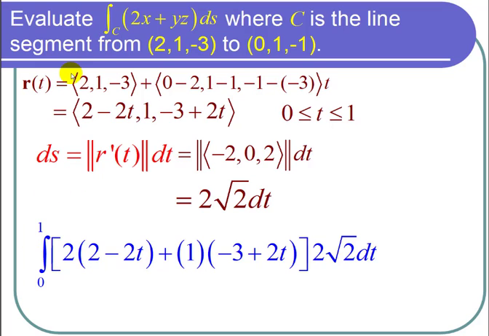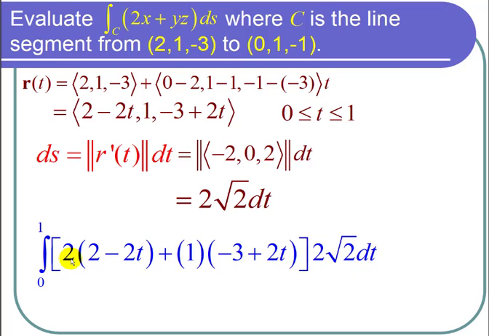So now we can put all of this together and write down what our line integral is. We get the integral, t goes from 0 to 1, so the integral goes from 0 to 1, of 2x. x was 2 minus 2t, so we have 2 times (2 minus 2t), plus y. y was 1, so I put a 1, times z. z is -3 plus 2t, so there's my (-3 plus 2t), times ds, and ds was 2 root 2 dt. So here's the 2 root 2 dt.